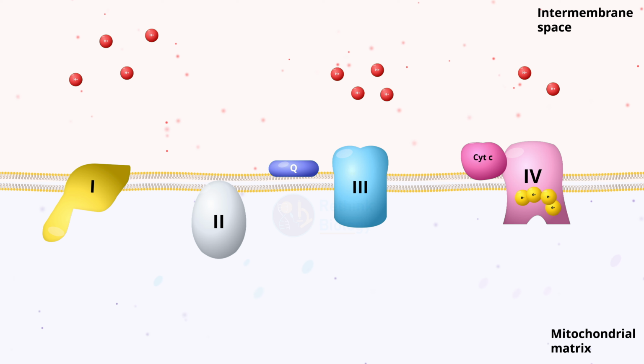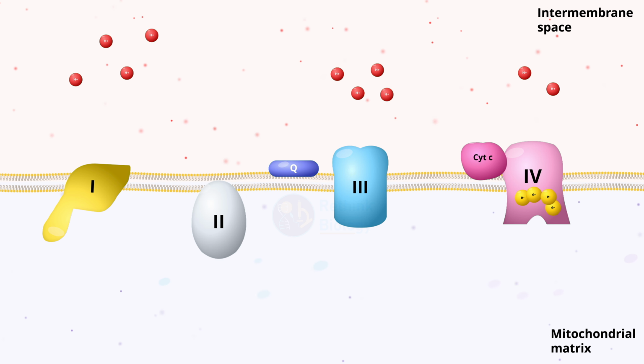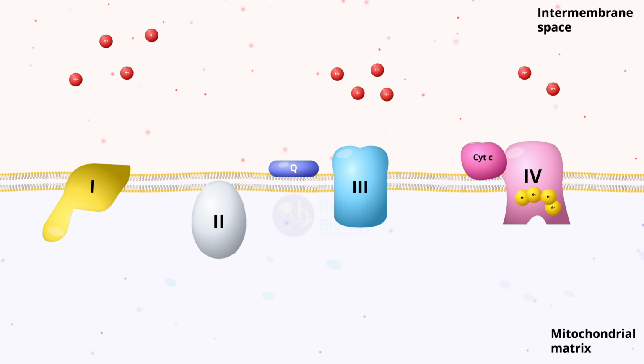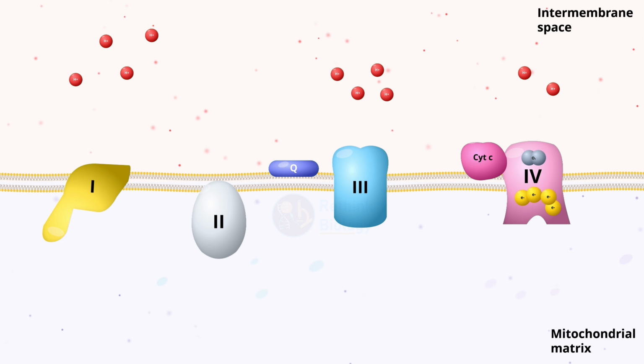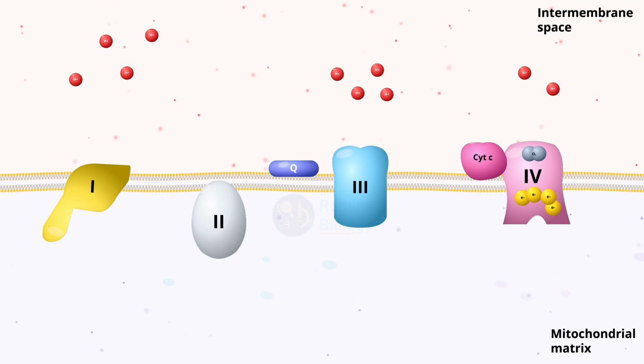But now we have a problem. The electrons are sitting at the end of complex 4. They block the path for new electrons. If they stay there, the whole chain will shut down. This is where oxygen comes in. This is the exact reason why you breathe.